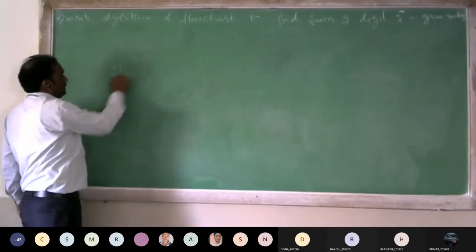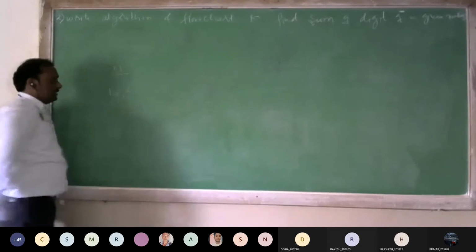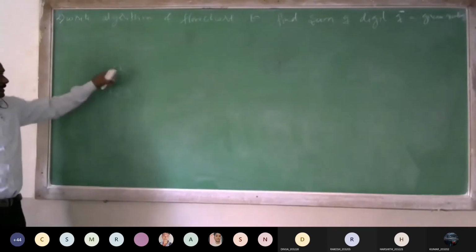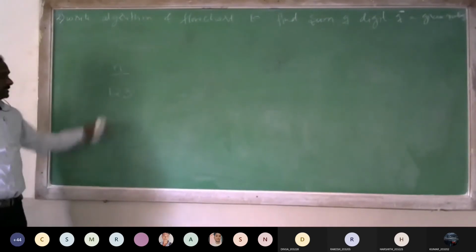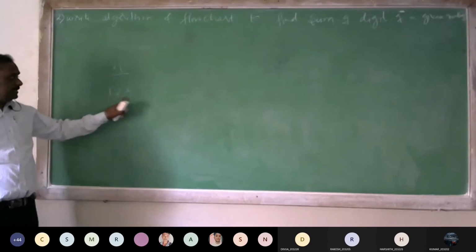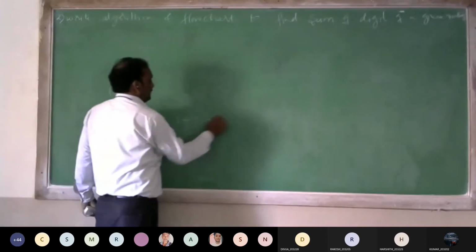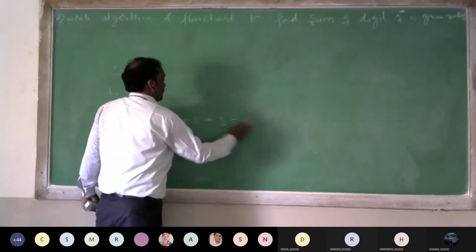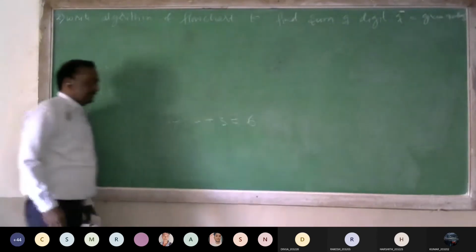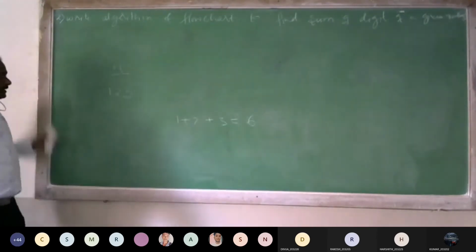For example, n is 123. So what are the digits it is containing? It is containing 1, 2, 3. So what is the sum? 1 plus 2 plus 3. What is 1 plus 2 plus 3? It is 6.